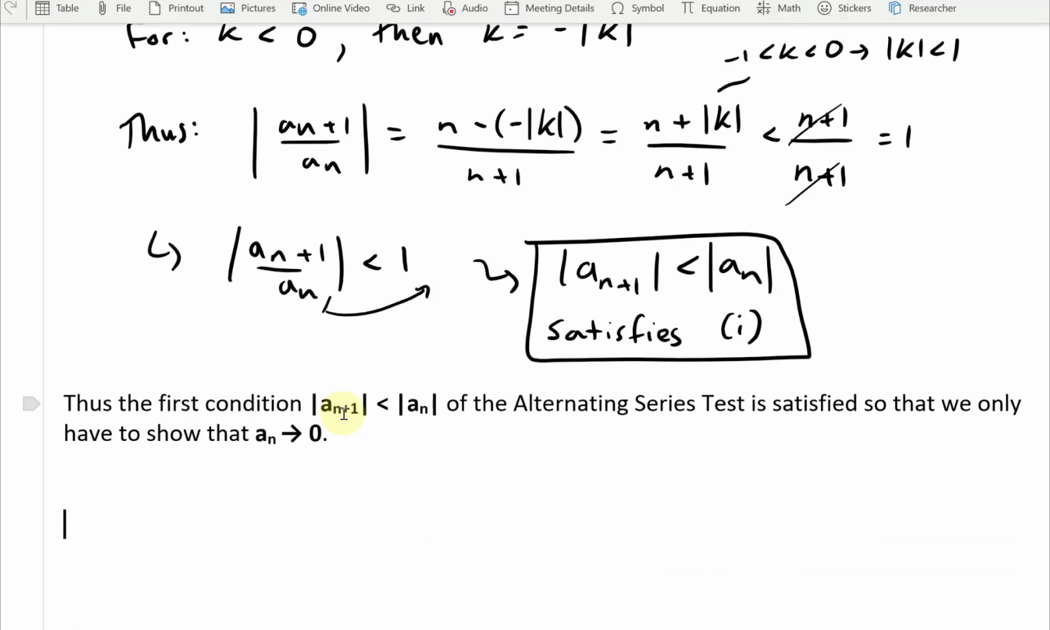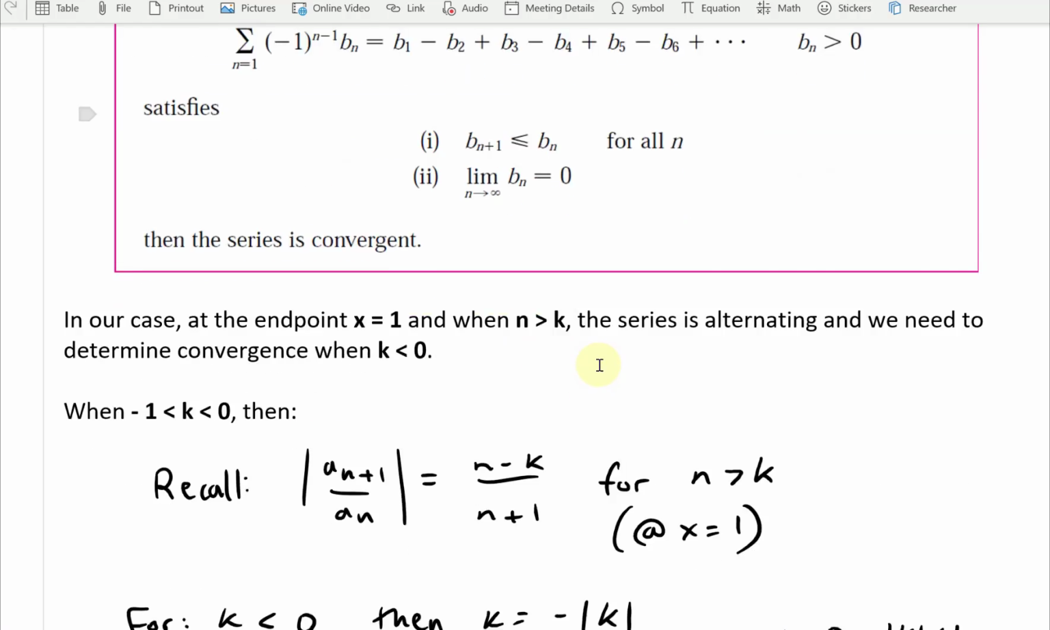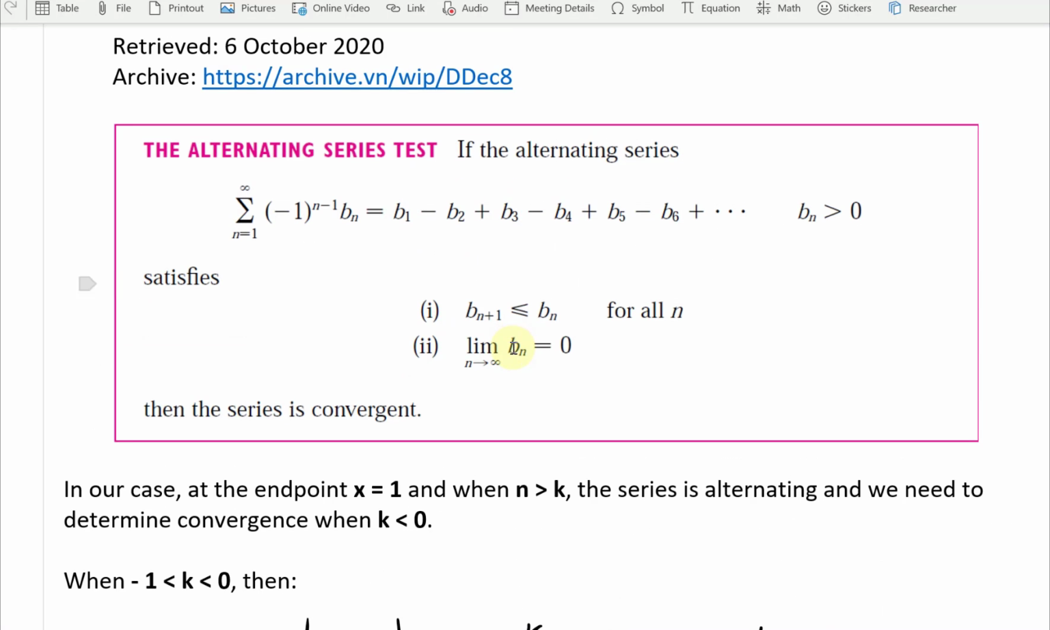So thus the first condition of the alternating series test, the absolute value of a_(n+1) is less than a_n, is satisfied. So we only have to show a_n approaches 0, or the absolute value of a_n approaches 0, either or. If it's positive approaching 0 or negative, it's the same thing. So we have to show that the limit as n approaches infinity of b_n is 0, and we'll just put it here for completeness. Actually, just leave it like that, because even if it's alternating, the signs going to 0 is the same thing as the absolute value going to 0. So we just have to show this right here.